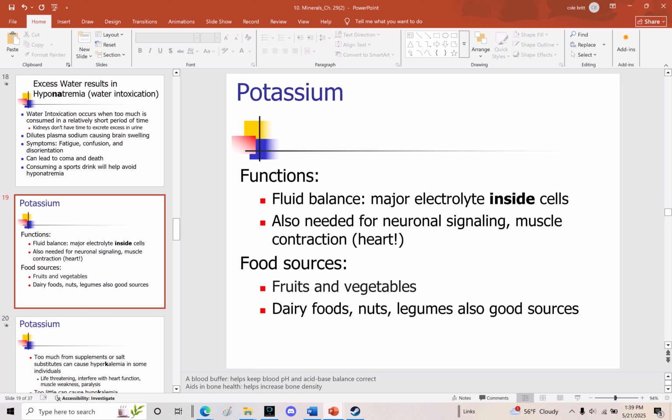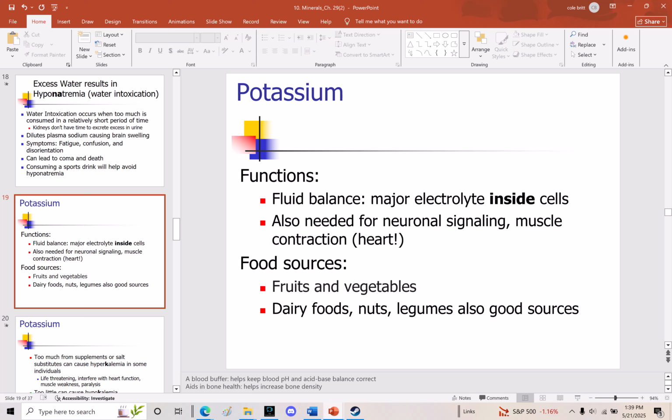All right, potassium. Potassium is the major electrolyte inside a cell. So again, sodium is the major electrolyte outside, potassium the major electrolyte inside. And it's important, just like sodium, for fluid balance and also maintaining membrane potential. And that allows your neurons to work. So it's needed for neural signaling and also your heart contraction. So potassium is going to be more important for heart contraction.